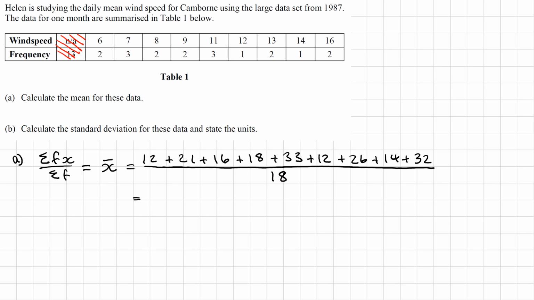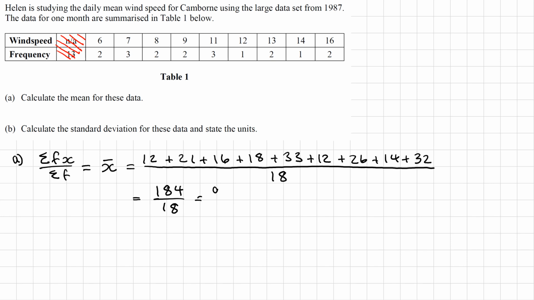So let's work this out on our calculator. Whenever you do this, don't do the whole thing in the calculator and just write an answer down. Write out your working as you go along. So I'm going to work out the sum of the frequencies times the wind speed at the top, and that gives 184. I need to divide that by 18, and that gives me 92 over 9.